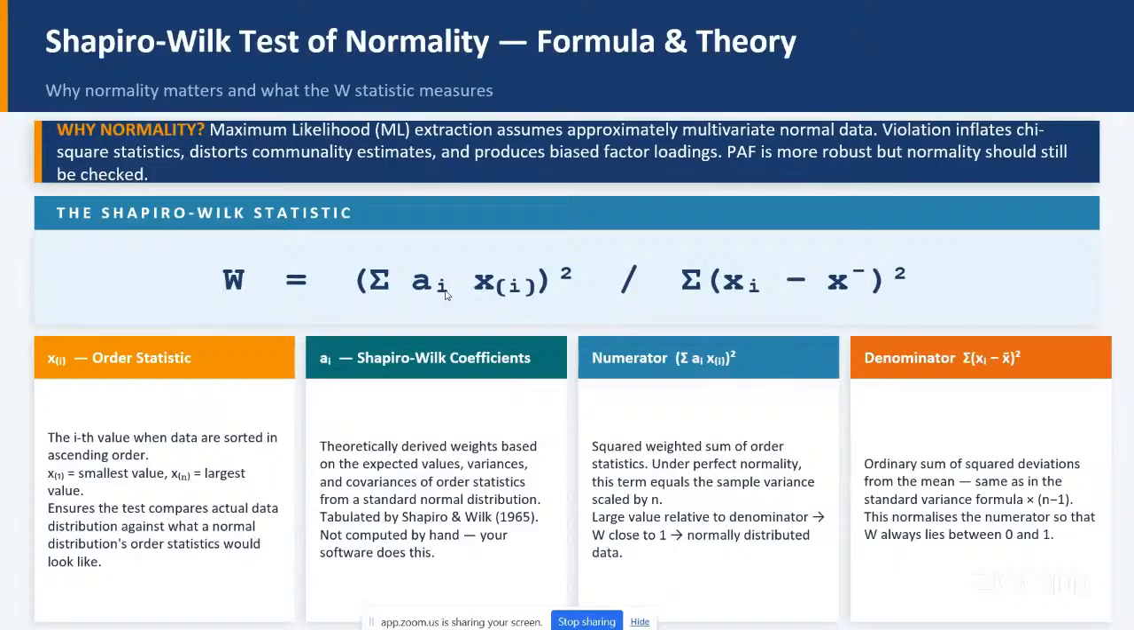These ai are the coefficients, that is theoretically derived weights. Basically these are the weights. Theoretically derived weights based on the expected values, variances and covariances of order statistics from a standard normal distribution. So this is the numerator, the weighted sum of squares of these order statistics, and this is the denominator. This is the formula. In your whole life you won't use it anywhere, so just for theoretical background I have given this.